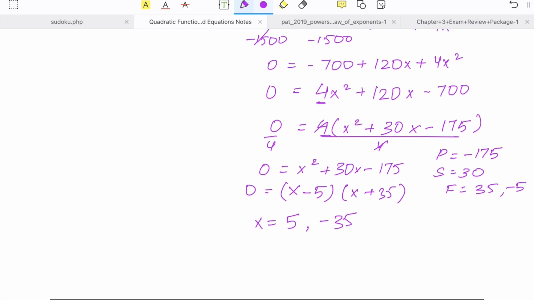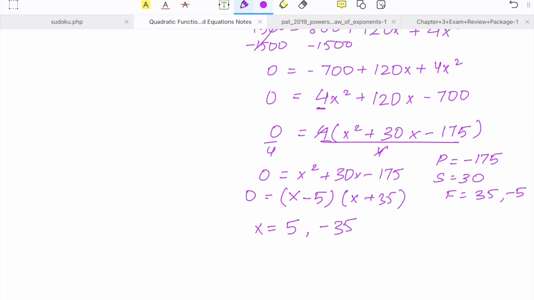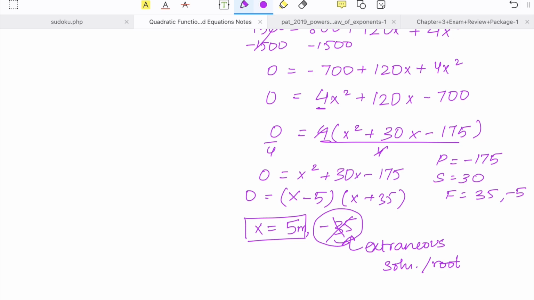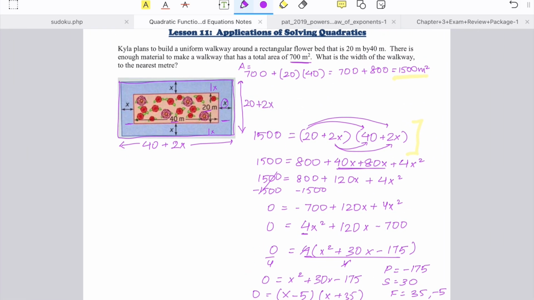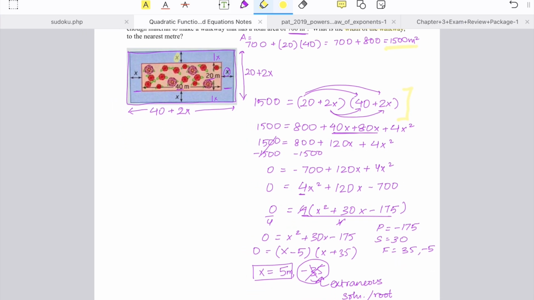Do you guys remember extraneous solution? So extraneous root is when x is negative. In a real life example, we cannot have negative length, right? So this will be extraneous. Make sure you write that as well. This is your extraneous solution or root, and your answer will be x is equal to 5 meters. And they just wanted us to find the width of the walkway, which is x, and that's 5. Questions?